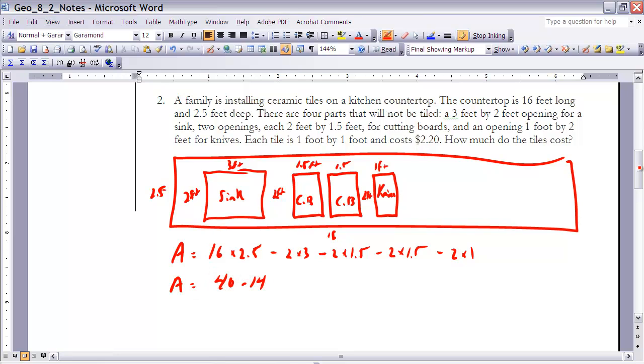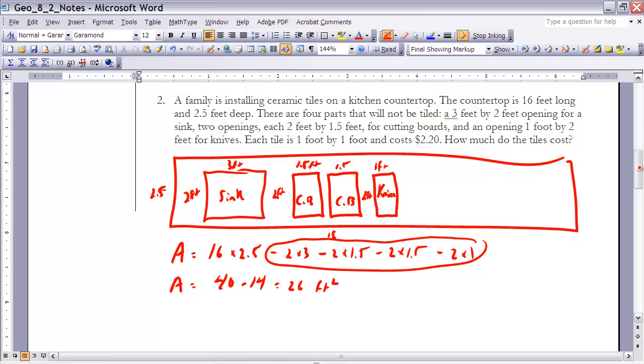If I do that, I get 16 times 2.5 is 40, and then the other things that I'm cutting out, if I add those all up, I get 14. 6 plus these two together are going to be 6, which is 12, and then another 2 is 14. So because they're all being subtracted from the total, I'm just going to do 40 minus 14. If I do that, I get 26, and that's in terms of square feet of tiles that we need to take care of.